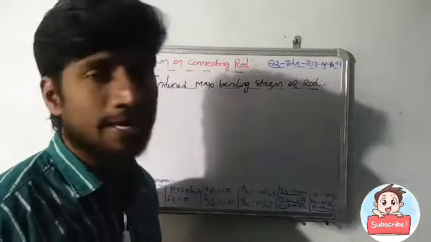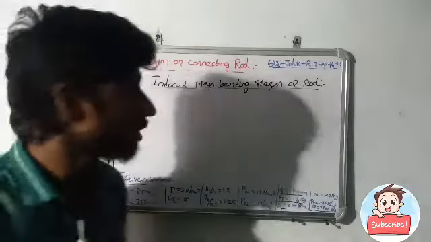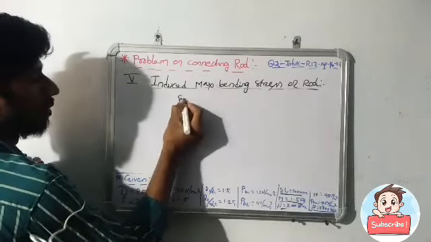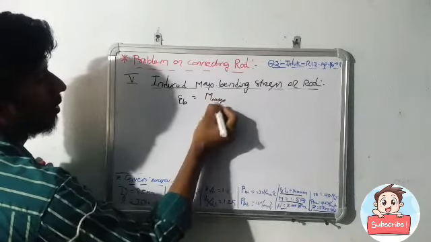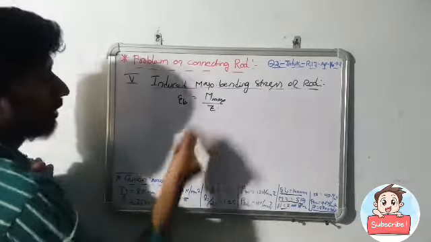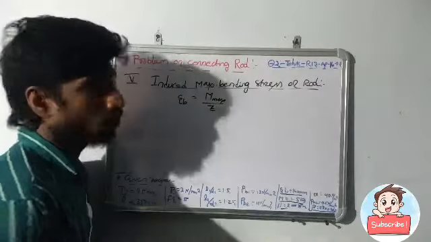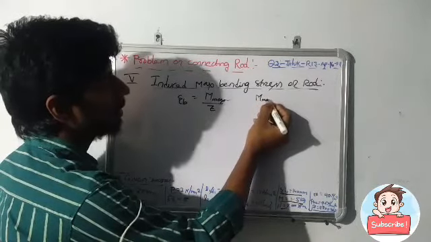Induced maximum bending stress on the connecting rod. So let's see that one. It is denoted by SB, that is equal to M maximum by Z. Here M maximum is the maximum bending moment and Z is the section modulus. So how do we find this M maximum?